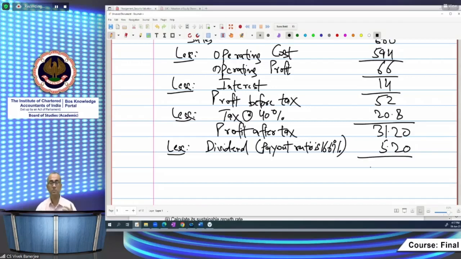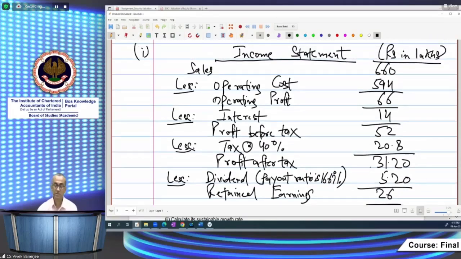So if we deduct the dividend from the profit after tax, the net amount will be the retained earnings. So out of the profit, the part that we have not paid as dividend is the retained earnings. So retained earnings is 26. So now our first aspect is completed. This is how the income statement has been prepared.